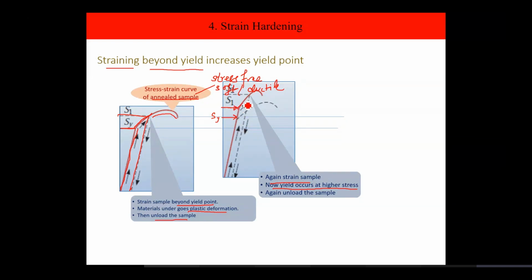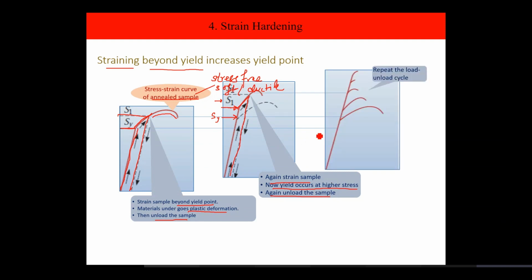So again, you would take the sample to a stress beyond the new yield stress, and then you would release the load. You would again unload the sample, and then you'll continue doing that. You would see that after each cycle of loading and unloading, the yield stress is essentially going up. So your yield stress is increasing. That means after each successive plastic deformation, the yield stress increases and the material strengthens. All right.